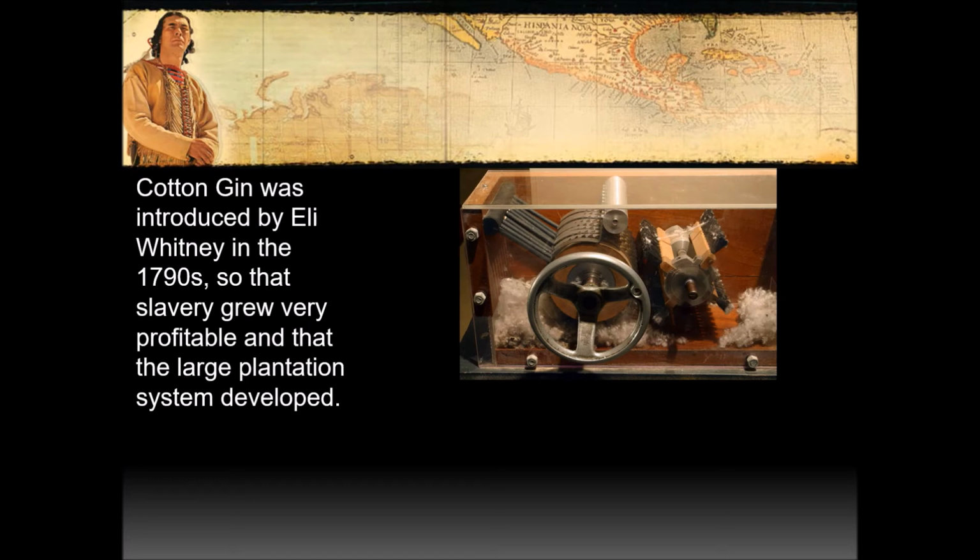So this is a picture about the cotton gin. The cotton gin was introduced by Eli Whitney in the 1790s. Because of the cotton gin, slavery became a lot more profitable, and the large plantation system was being developed, because at the time, cotton production was a major commodity for the southern economy.